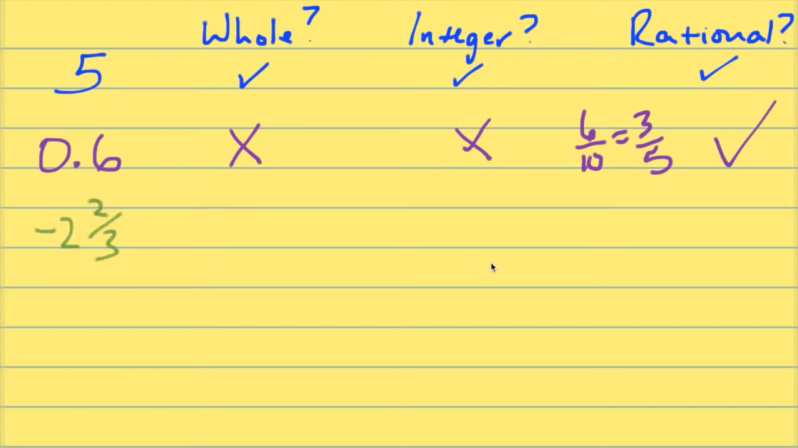How about -2 and 2/3? Is that a whole number? No. Is it an integer? No. Is it a rational number? Well, if we convert it to an improper fraction, we get -8 over 3. So it is also a rational number.